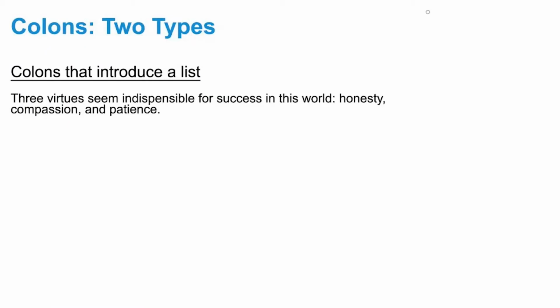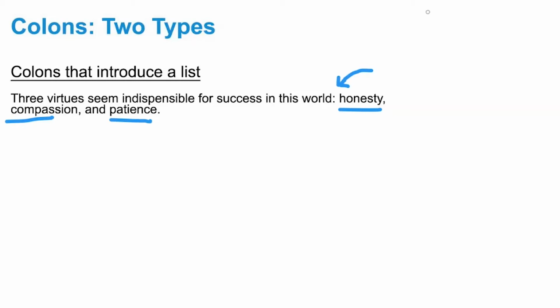3 virtues seem indispensable for success in this world: honesty, compassion, and patience. All right, now we know this is a list, right? We see a list of 3 things: honesty, compassion, and patience, and we have a colon right before that list. So this is telling the reader, hey, we're about to share with you a list of things. It could be ideas, places, people, things, whatever.